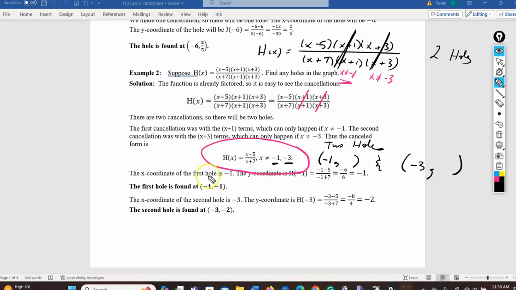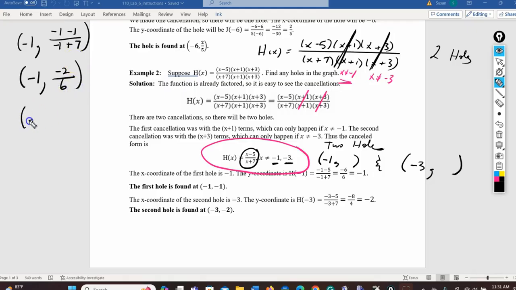Now, what goes in the y coordinates? Well, this one, I'm going to plug -1 into the reduced form for the y coordinate. So I get -2 in the top, and I get +6 in the bottom. That is not reduced. 2/6 will reduce to 1/3, and that should have been a 5. My bad.